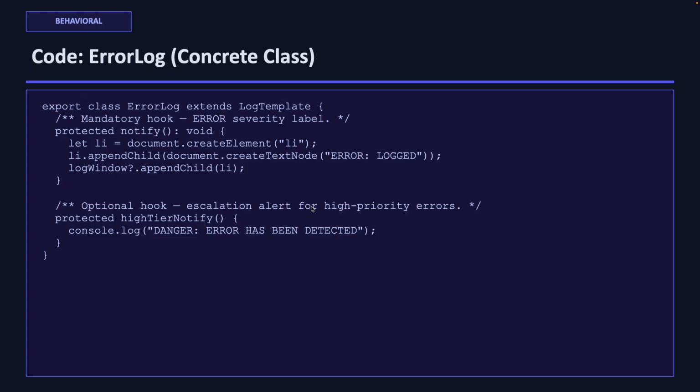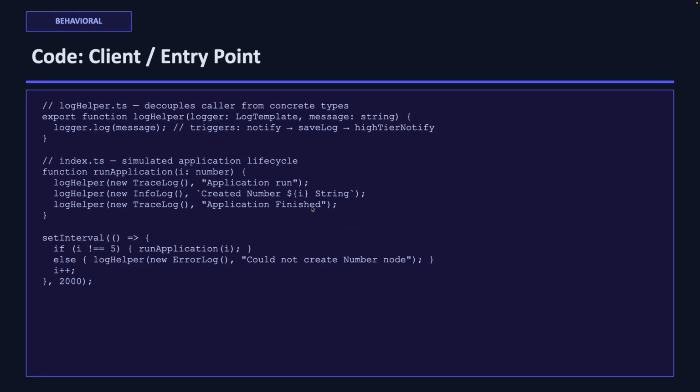Here's the error log. This is the only subclass that implements both hooks, the notify method and the higher tier notify method. All the other methods, like the log method skeleton and the save log method, are inherited and unchanged. When this is instantiated, we will have the notify, save log, and then the higher tier notify. We'll have all three in this implementation.